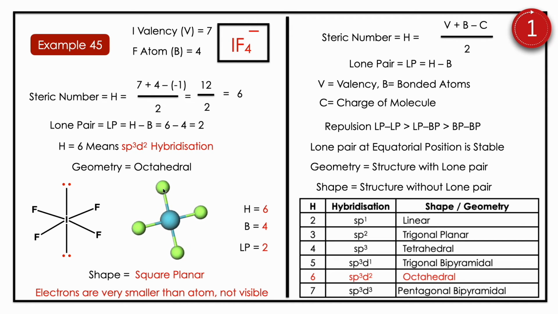So two lone pairs in the system, they will always be at high angle. So lone pairs occupy the axial positions. Shape will be like square planar. Since lone pair is not visible, axial position is like not there. So simply square planar will be there. So shape of IF4 minus is square planar.